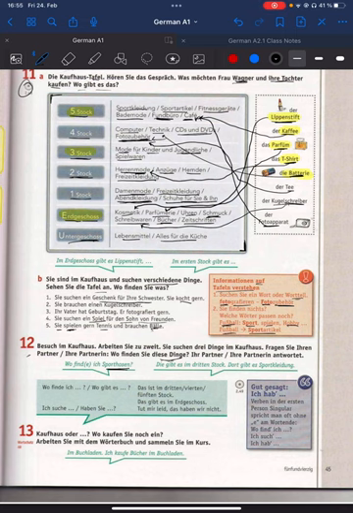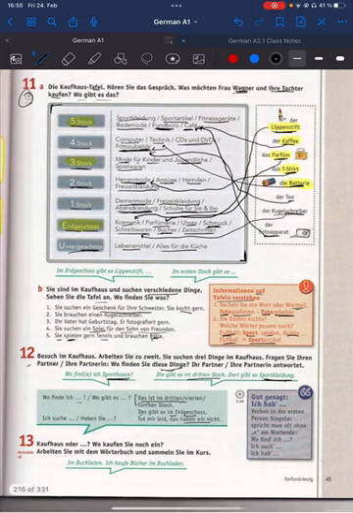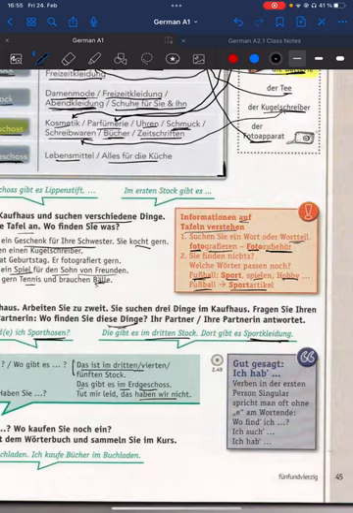Wo finde ich Sporthosen, sport pants? Das gibt es im dritten Stock. Dort gibt es Sportkleidung. Wo finde ich? Wo gibt es? So this is the sentence structure. Das ist im, or das gibt es im, this Stock. Das gibt es im Erdgeschoss. Tut mir leid, das haben wir nicht. Okay. I'm searching for this. Ich suche this. Haben Sie this?